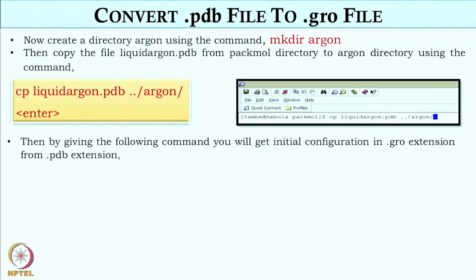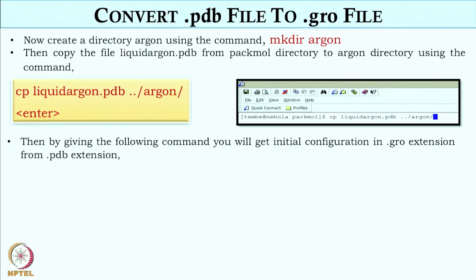So we'll use this command. What do those two dots mean? Does it mean it goes to a higher directory? The two dots mean that it is going out from the directory pacmol, and then it is going to the directory argon. So the directory argon is at the same level as pacmol?